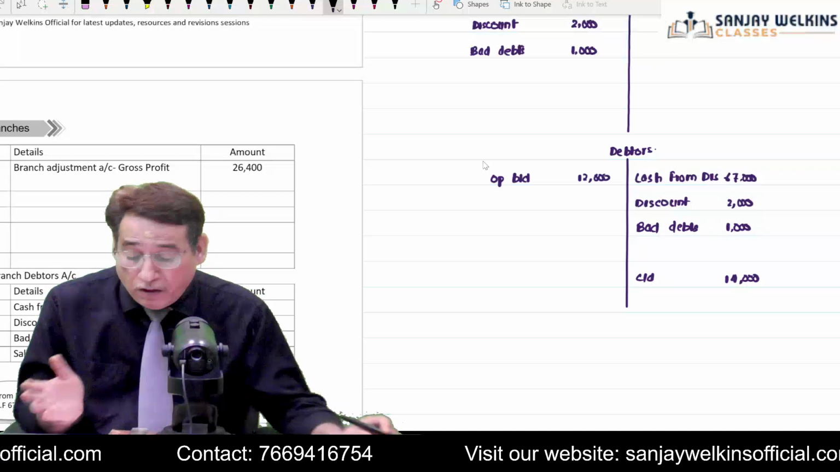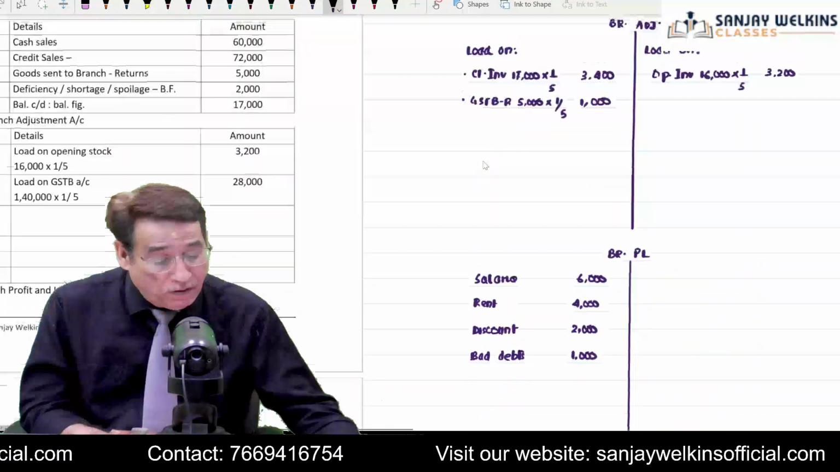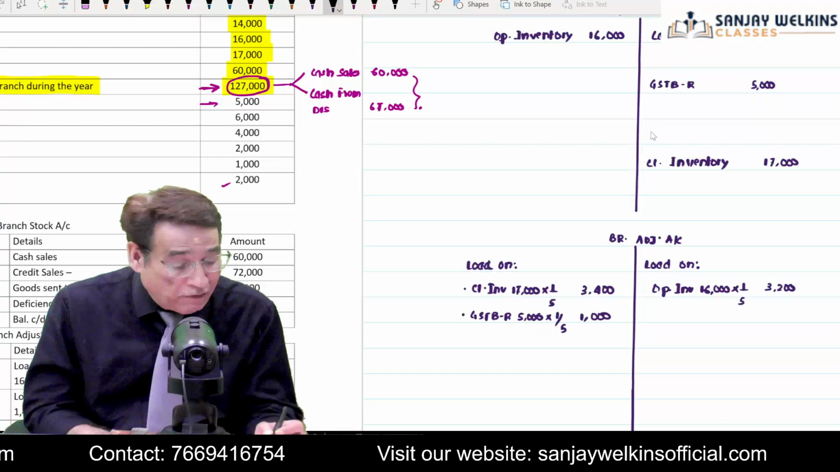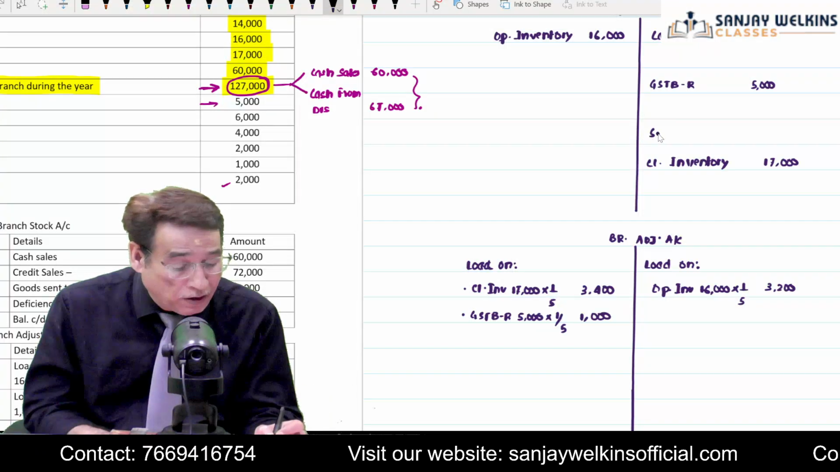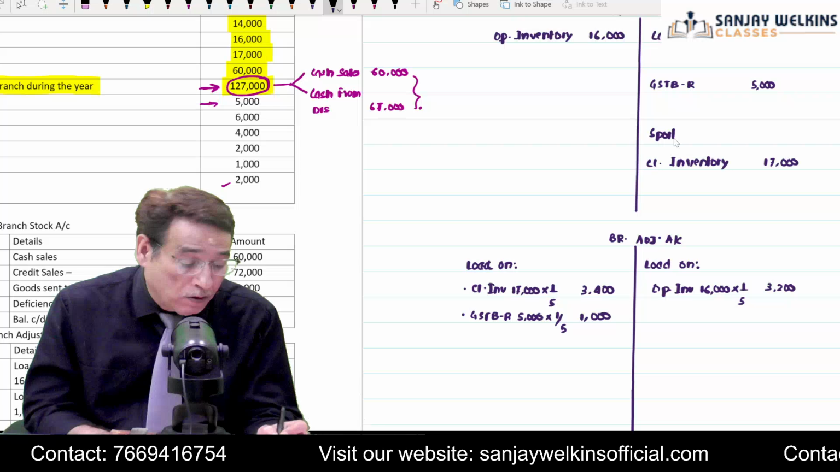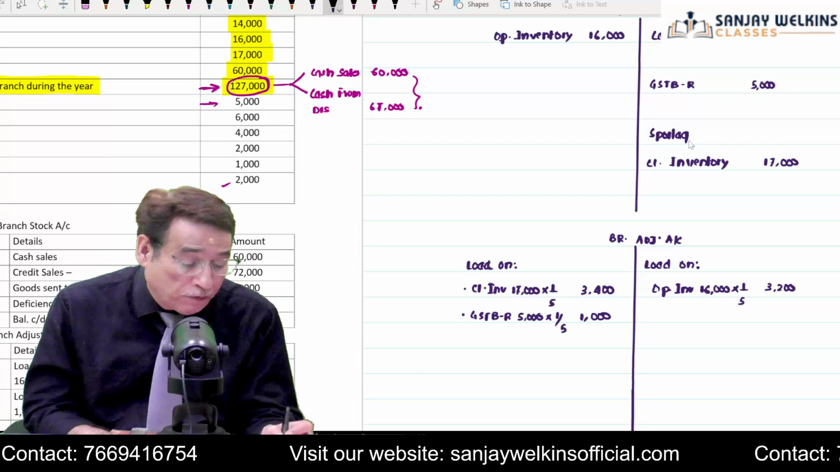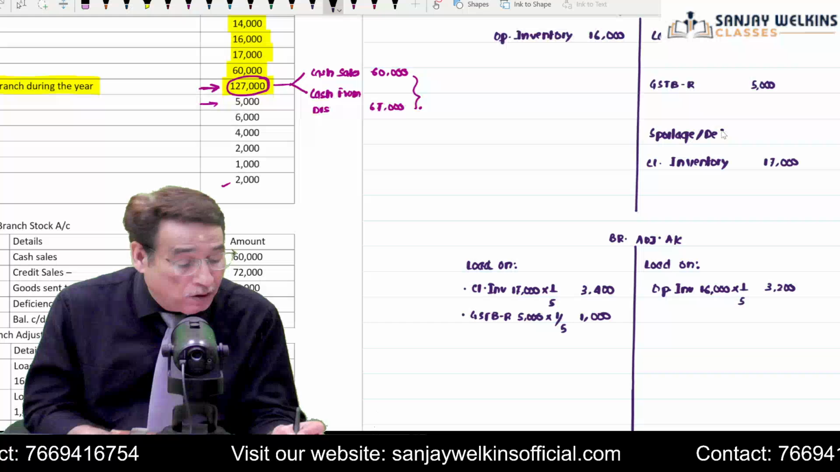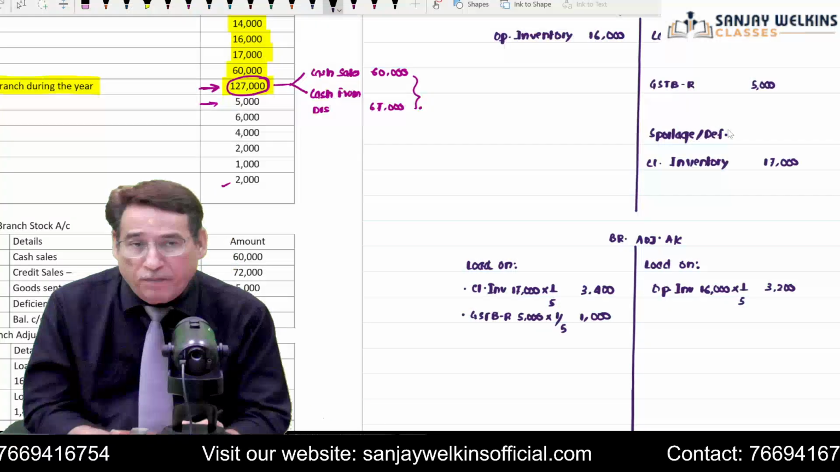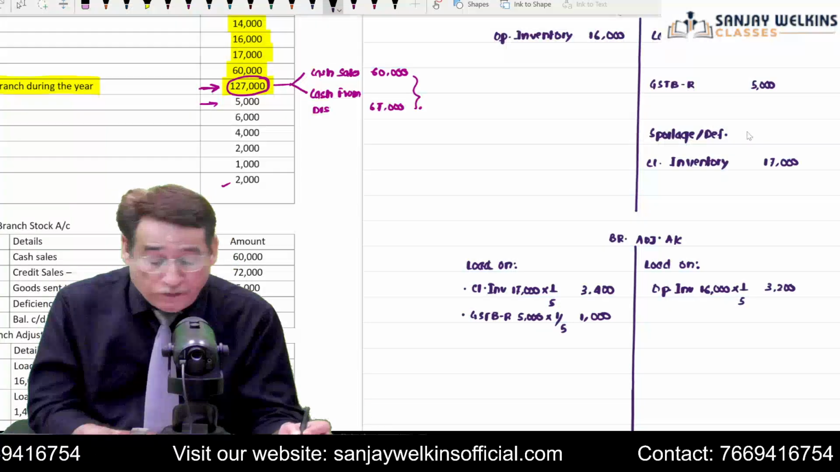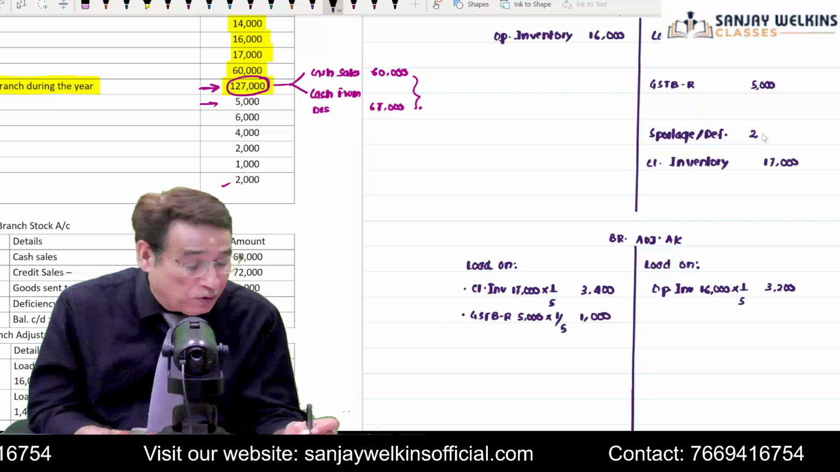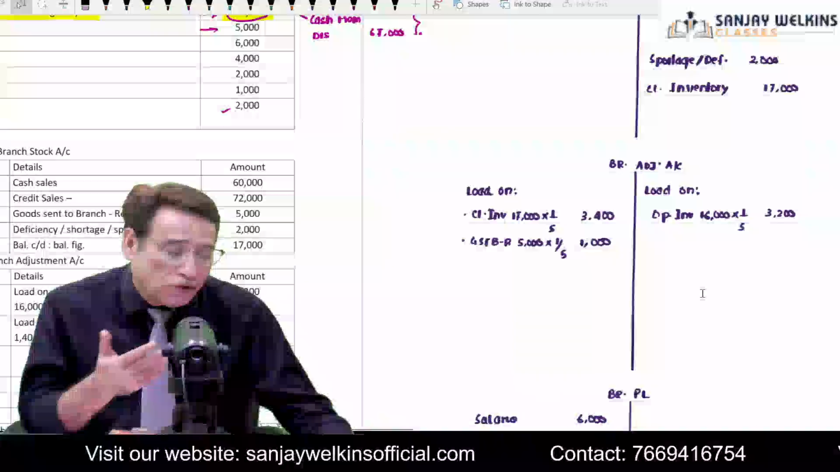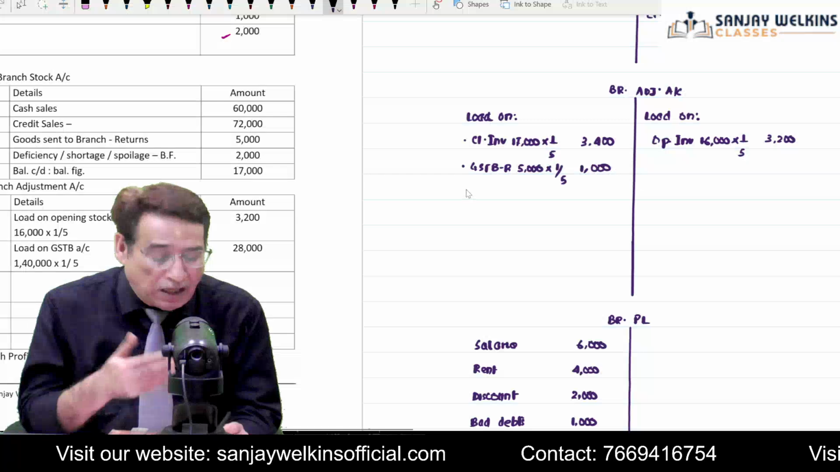Then we are being given spoilage. Spoilage is given to us, and I will be writing here spoilage. Spoilage is a sort of abnormal loss. Sometimes spoilage is also written as deficiency, correct? So deficiency is already given to you, 2,000 rupees in this particular question. Now, spoilage, deficiency or abnormal loss, they have common treatment.